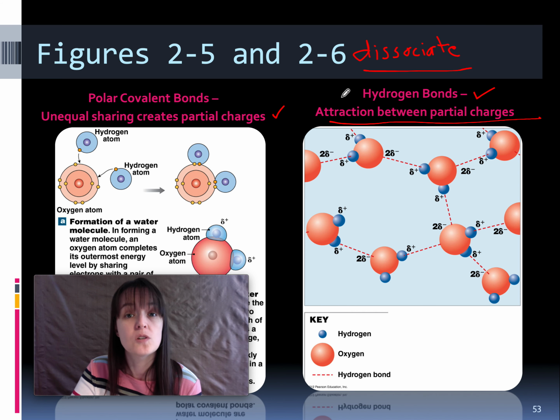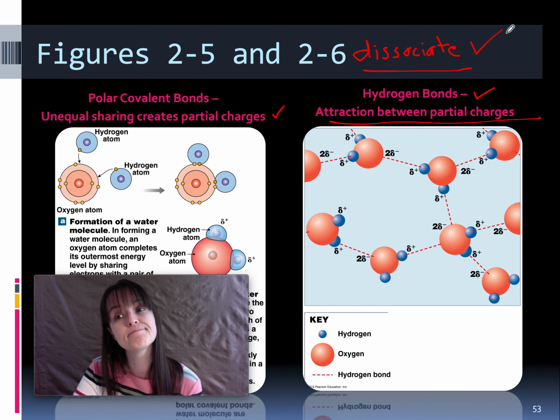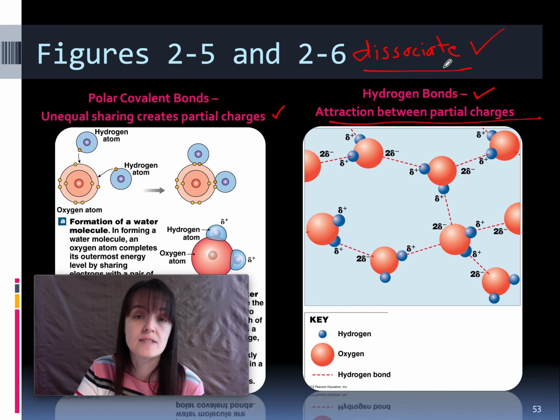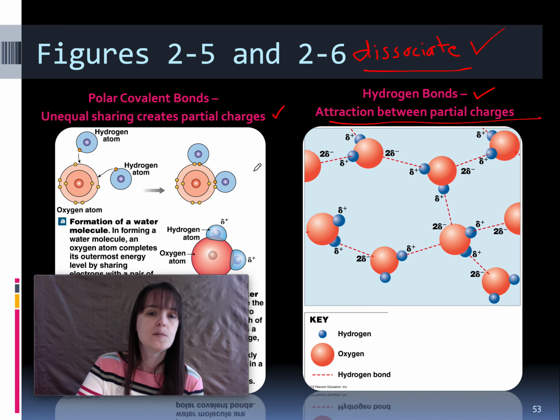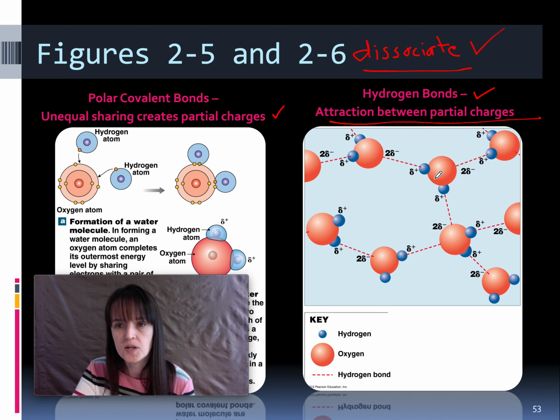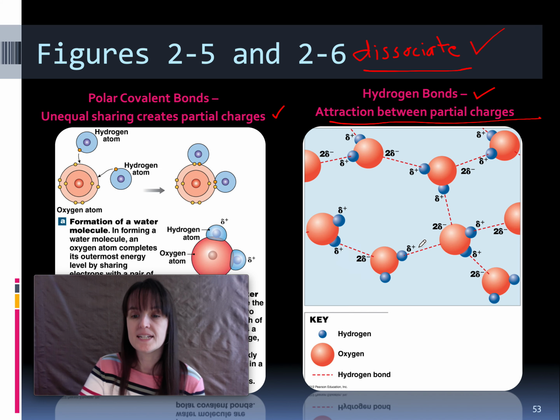So this is what ionic bonds do when you put them in water. Just like when you put salt in water and it dissolves. That's what it's called. That's the science word for when salt dissolves in water. The hydrogen bonds, this actually will form the surface tension of water, these little hydrogen bonds. So it's the attraction between the partial positive charge and the partial negative charge.